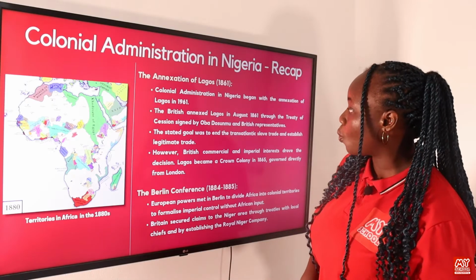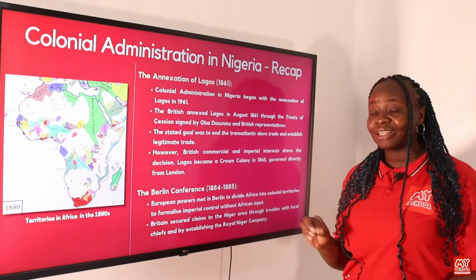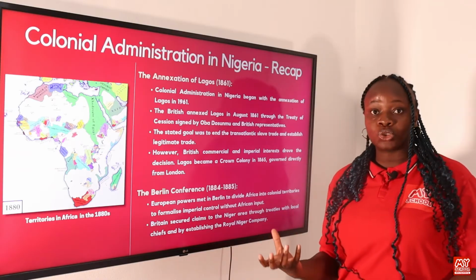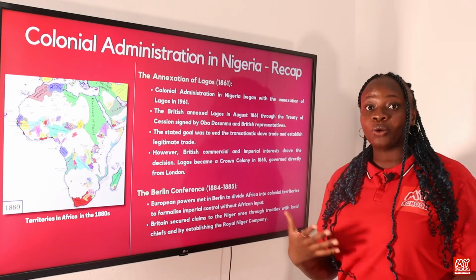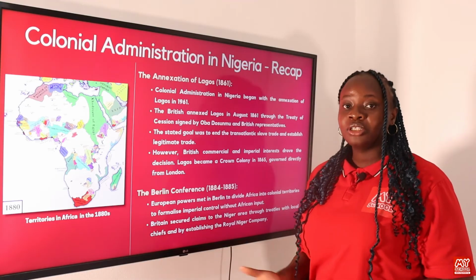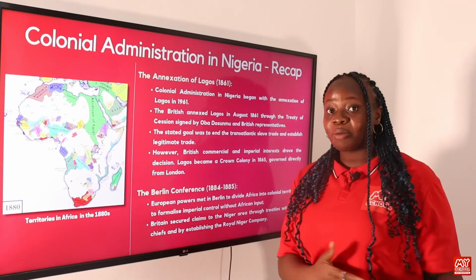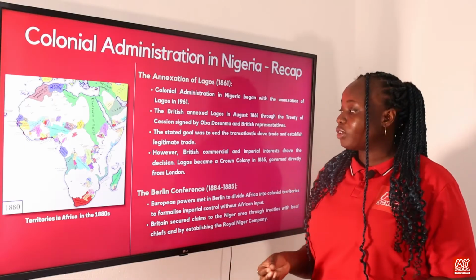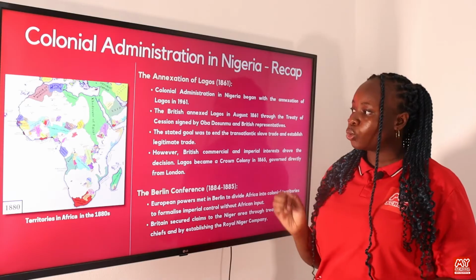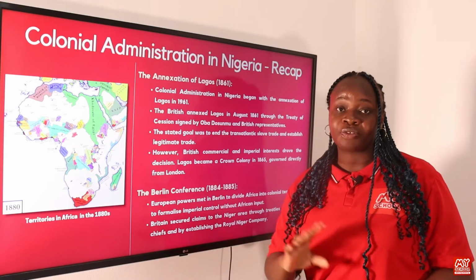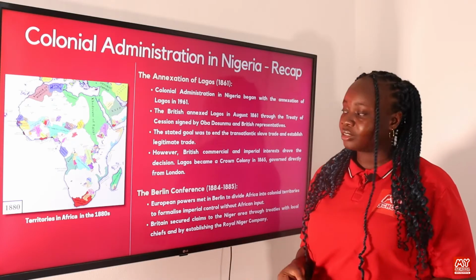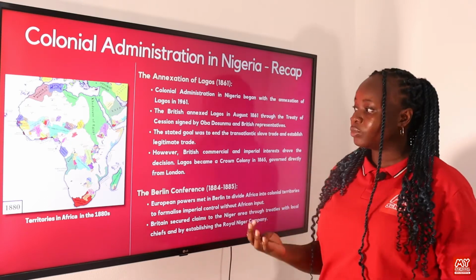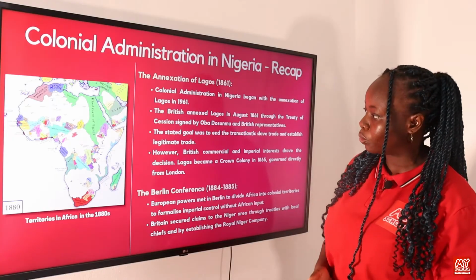So the stated goal was to end the transatlantic slave trade and to establish legitimate trade within the country. Before then, people were being sold to the British and other European traders so that they could transport them to other parts of the world to work as slaves. The British people at some point in history began to advocate for an end to slave trade, and so they started signing treaties with different parts of the African continent to end transatlantic slave trade. So this was what they did with this treaty that was signed by Obadosumo.